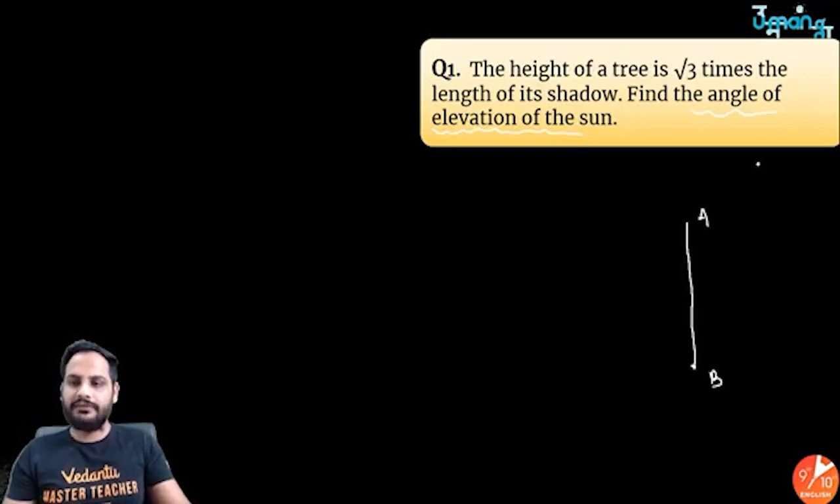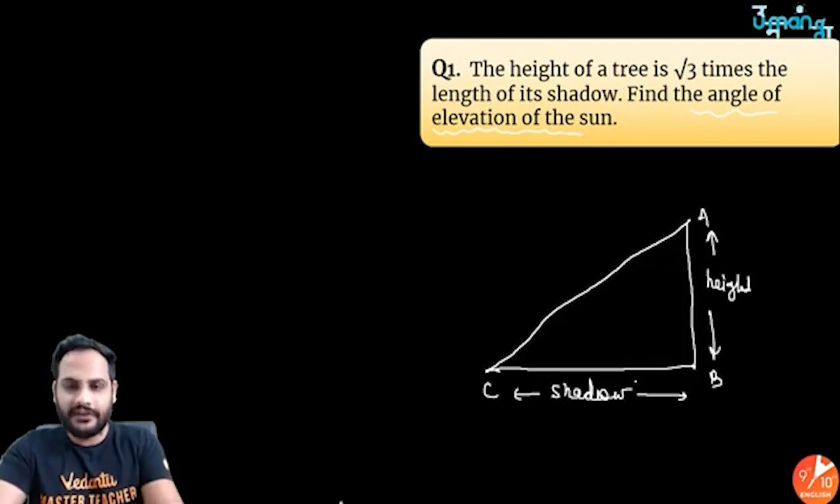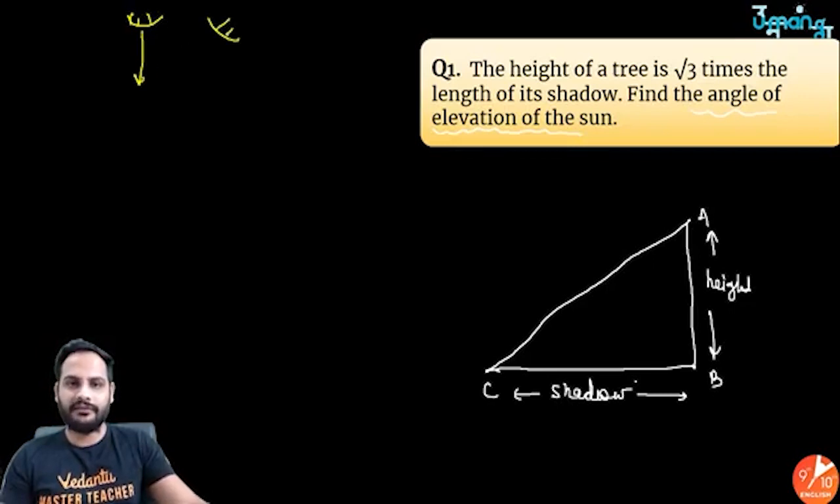And the rays will be falling at some angle on this tree such that the shadow has been formed. The shadow has formed over here like this. So I can say BC is the length of shadow. And this AB is the height of the tree. Right. Now, if you look at the sun rays, the sun rays will be falling at some angle, right? Wherever is the sun. Suppose if the sun is directly at top, sun rays will be falling like this. If the sun is somewhere at this position, sun rays will be falling like this. Sun is at this angle, sun rays will be falling like this, like that.